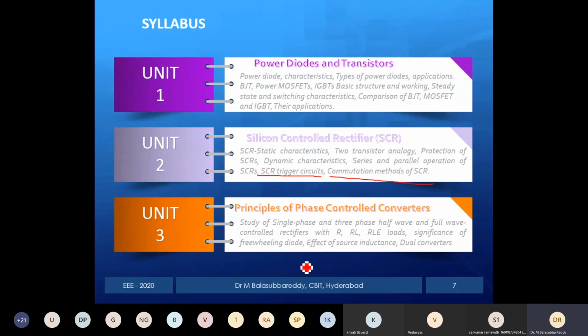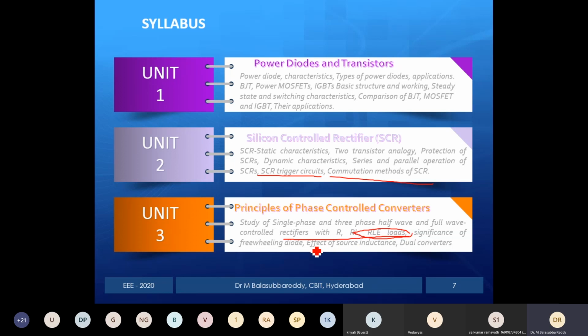In this unit, with different load conditions, we will observe rectifiers with R load, RL load and RLE load. RLE is nothing but a motor, indirectly. Then some freewheeling diode also we are using. What is the significance of the diode? And then the source having some inductance or resistance or impedance.